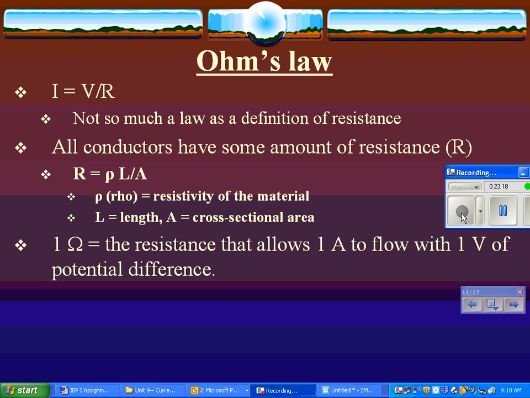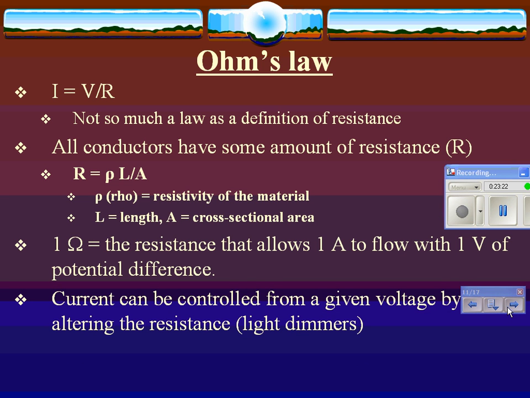And what we can do now is if we have a way of controlling the resistance in a circuit, we can therefore control the current through that circuit for a given voltage. And a device that does that is known as a rheostat or a potentiometer. And this is how your light dimmer switches work. If you have a switch at home where you kind of move a little dial or something so that you can make your lights brighter or dimmer, all you're doing is changing the resistance in that circuit so that you change the amount of current flowing, and therefore.